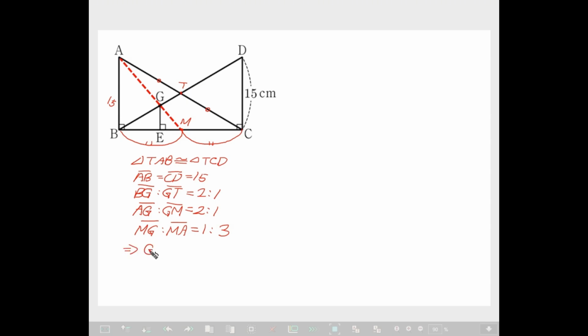Then GE to AB is also 1 to 3. So we can find GE equals 1/3 of AB. 1/3 by 15 equals 5. Finishing. Thank you.